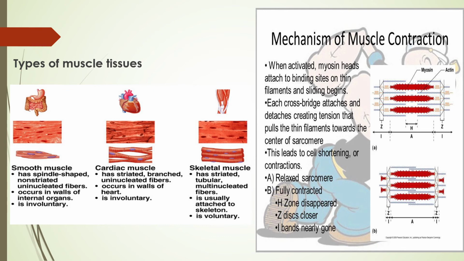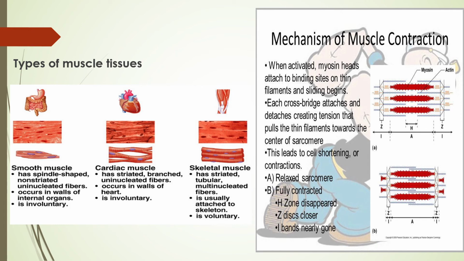The cardiac muscle has striated, branched, uninucleated fibers, occurs in the walls of the heart, and is involuntary. The smooth muscle has spindle-shaped, non-striated, uninucleated fibers, occurs in the walls of internal organs. It's involuntary.